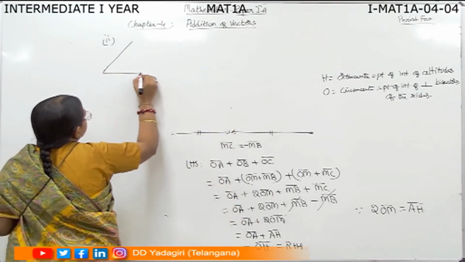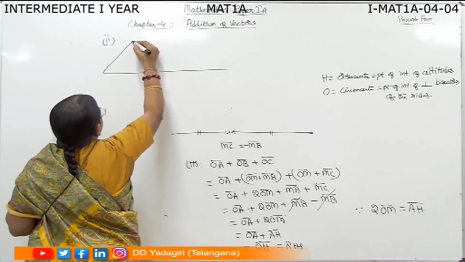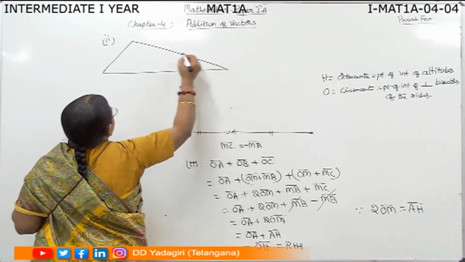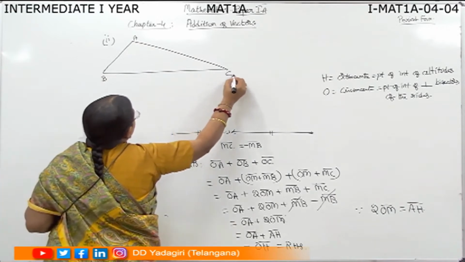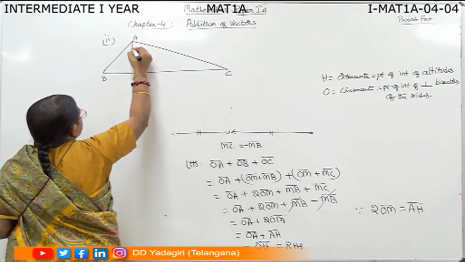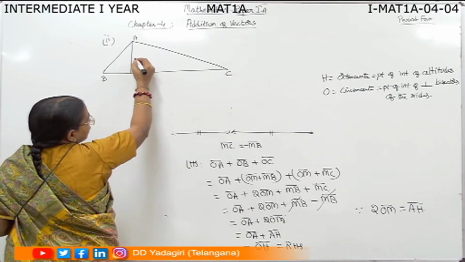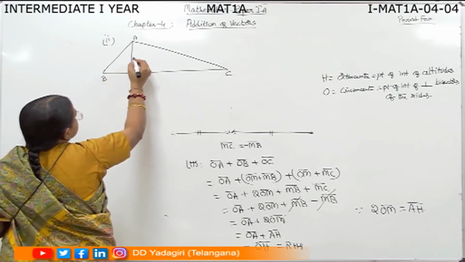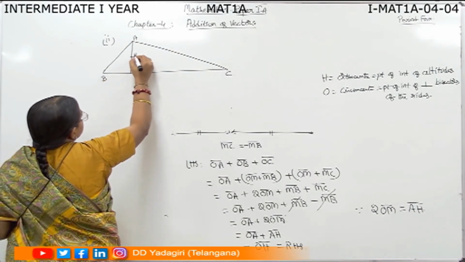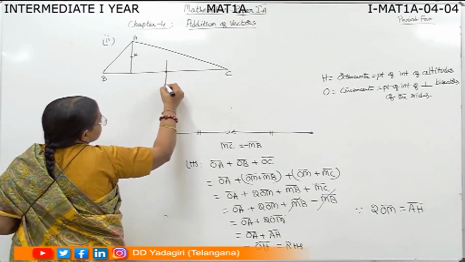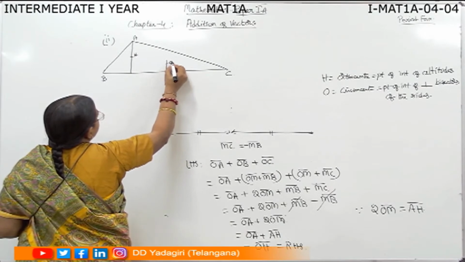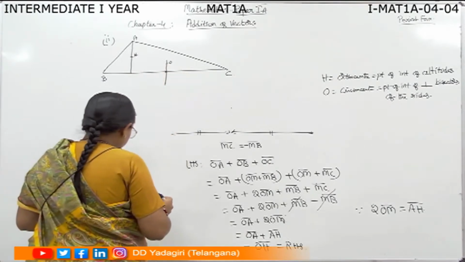HA. So we'll draw the figure. Okay, A, B, C. And then we'll draw this, this is H. And then we'll draw this perpendicular bisector. So on this you have O. Now what is it that you have to prove?